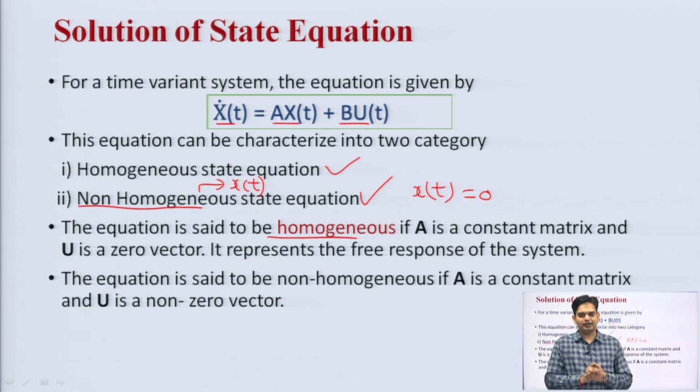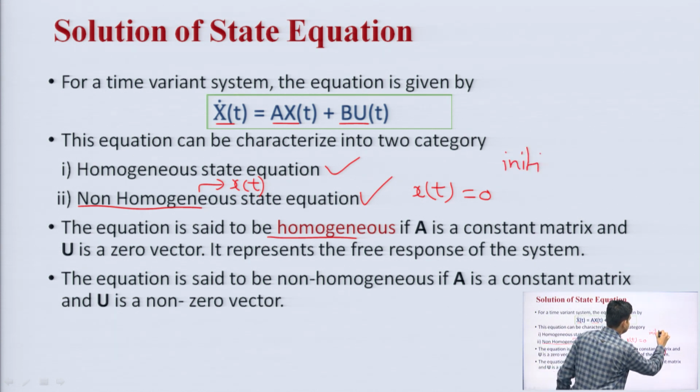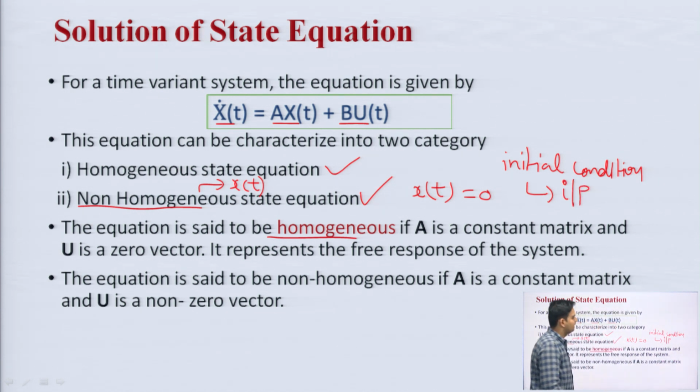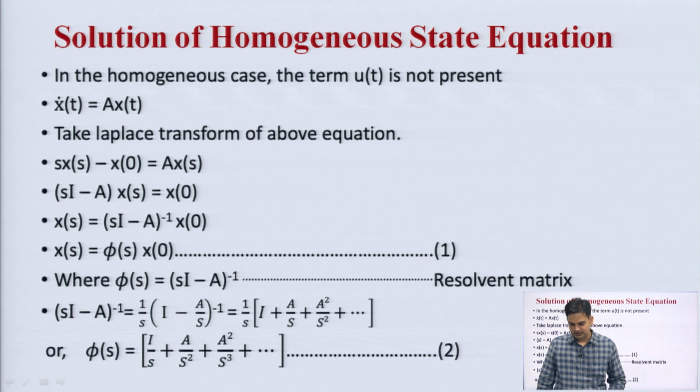So, in the absence of input, the initial condition will act as input. So, the initial condition will act as input to the control system. And whenever the input x(t) is present, then the initial condition and the current input both will act as input for the non-homogeneous case. Now we will see the next solution.